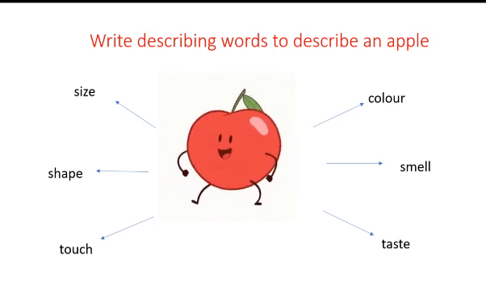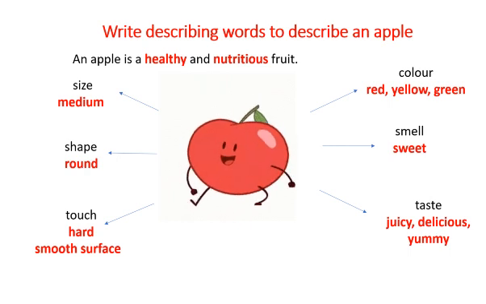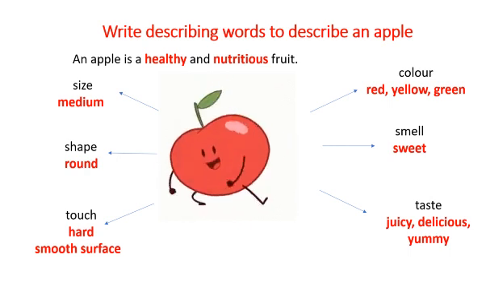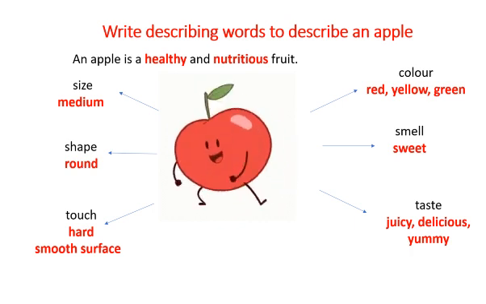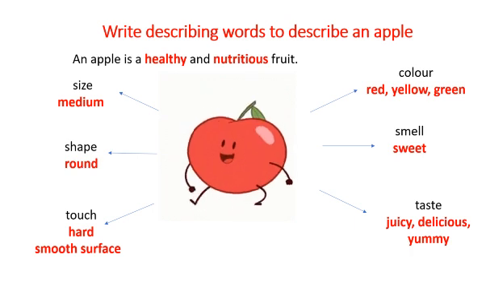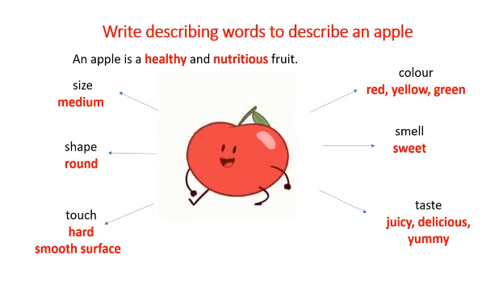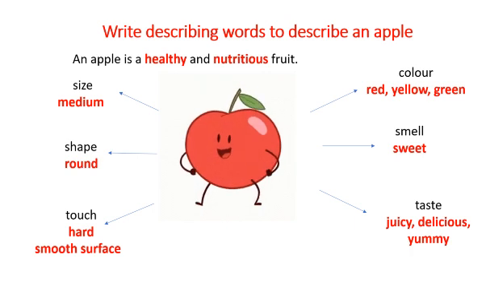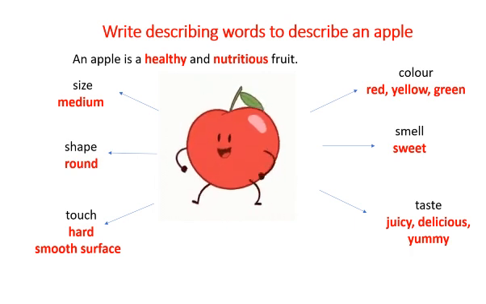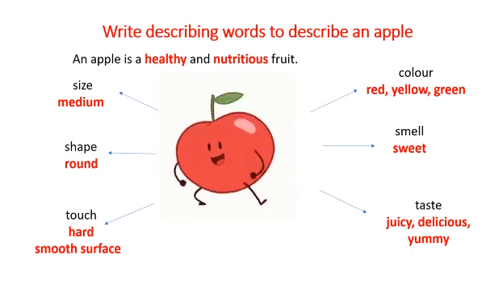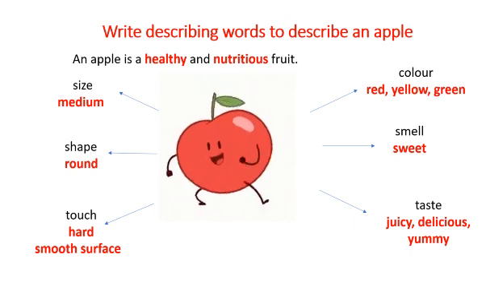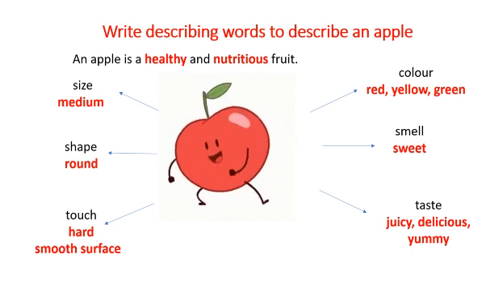We know that an apple is not very big fruit. It is a medium size, round shaped fruit. It is a hard fruit with a smooth surface. Red, yellow, green are the colors of the apples available in the market. It has a sweet smell. It is a juicy and crunchy fruit. It is yummy and truly delicious.